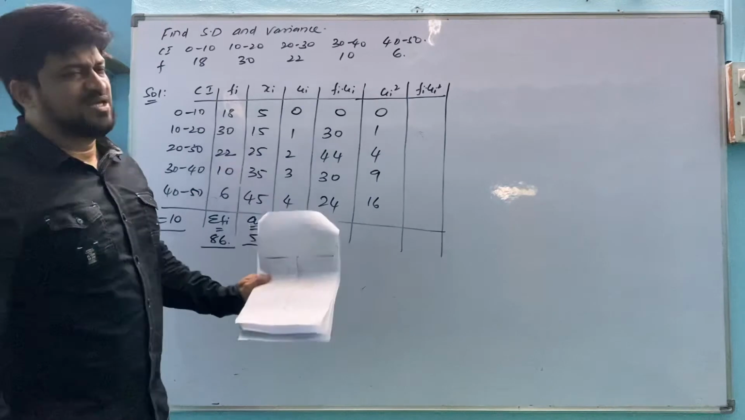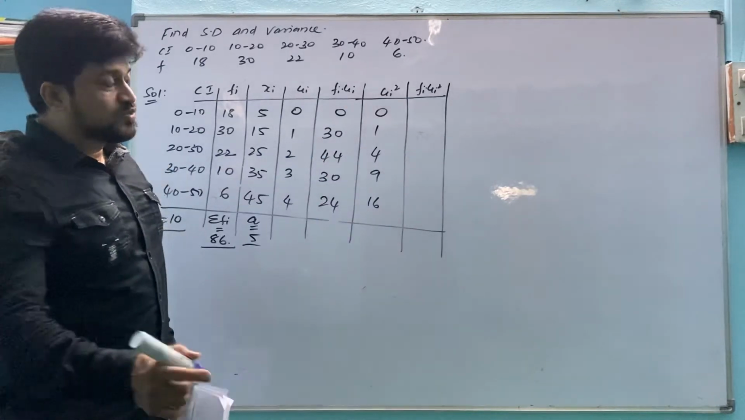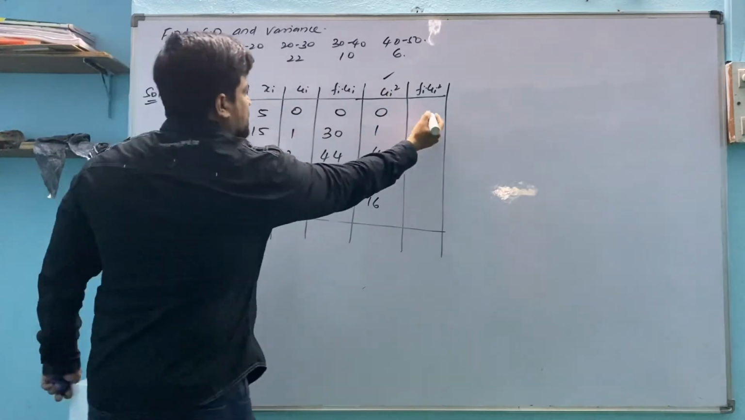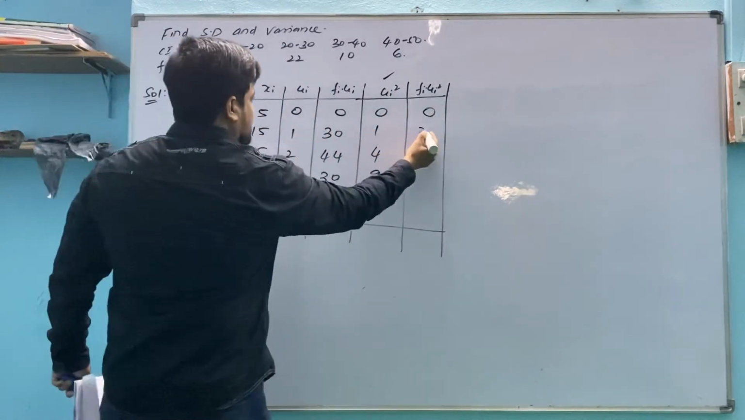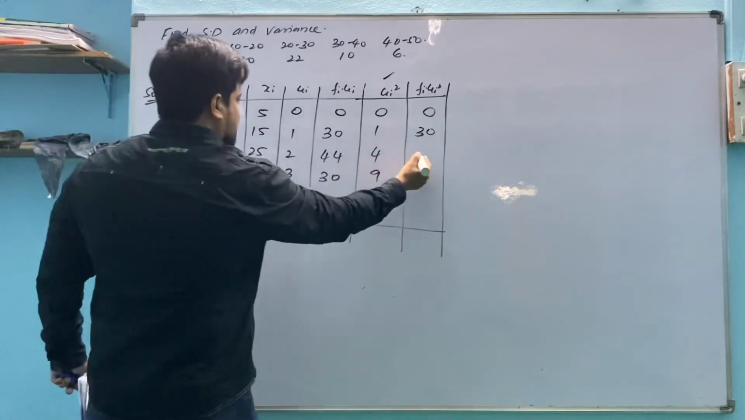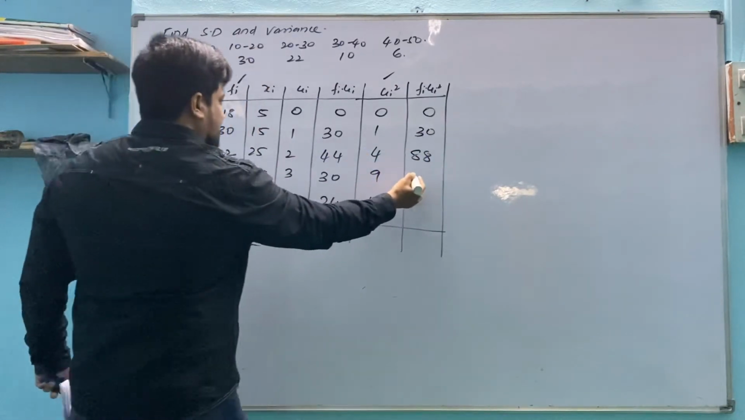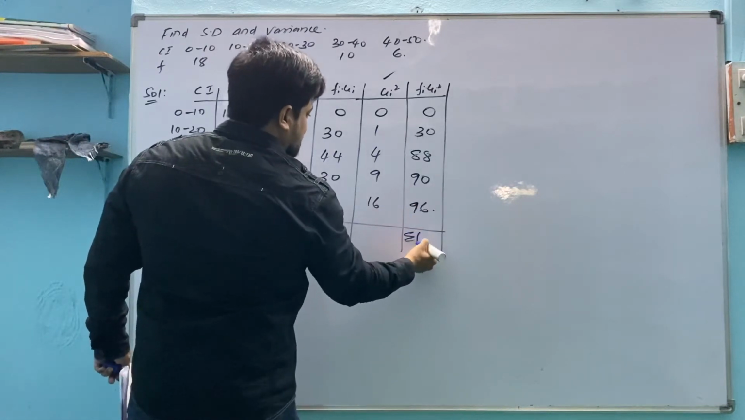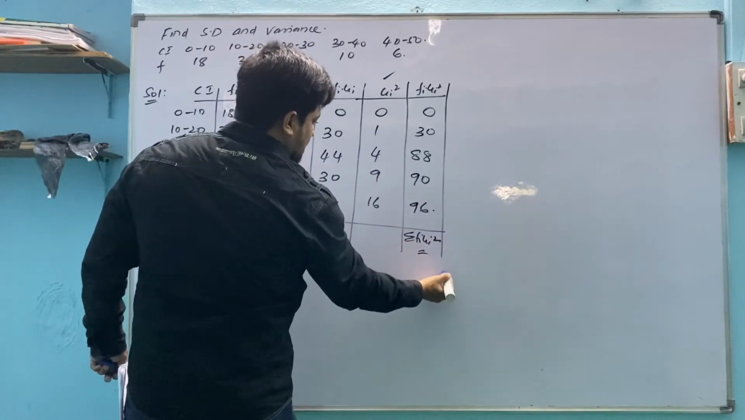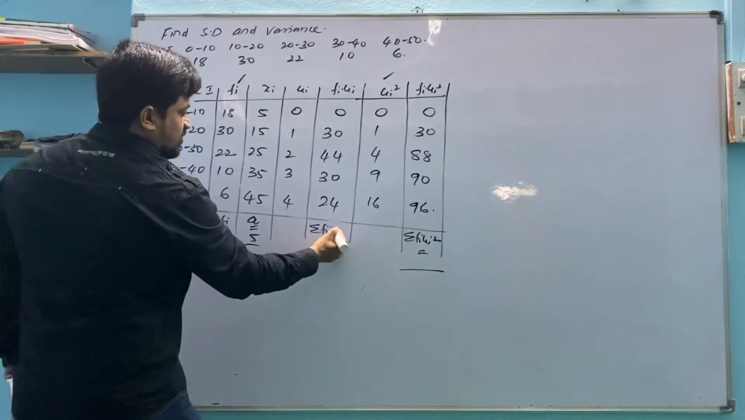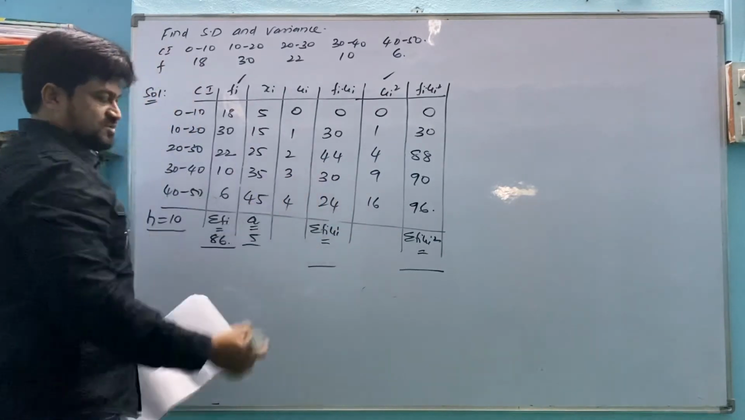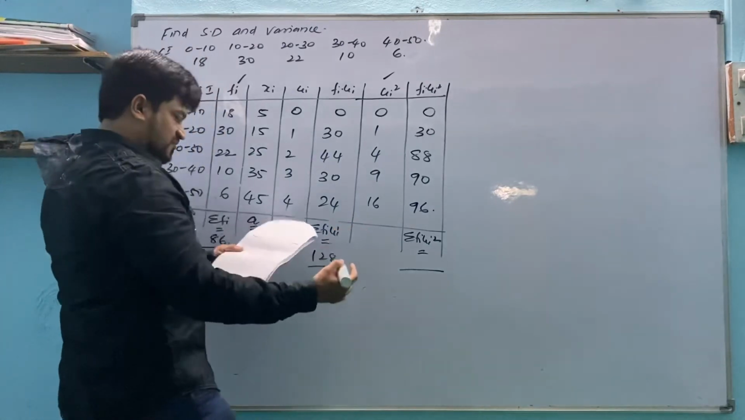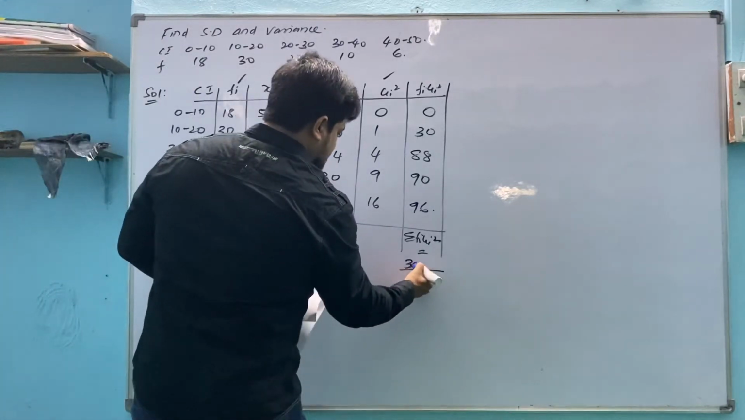Till here we are doing the mean itself. Now Fi into Ui square: the Fi column and the Ui square column are multiplied. 18 into 0 is 0, 30 into 1 is 30, 22 into 4 is 88, 10 into 9 is 90, 6 into 16 is 96. You should get the summation of Fi Ui square by adding this column. So sigma Fi Ui is 128, sigma Fi Ui square is 304.